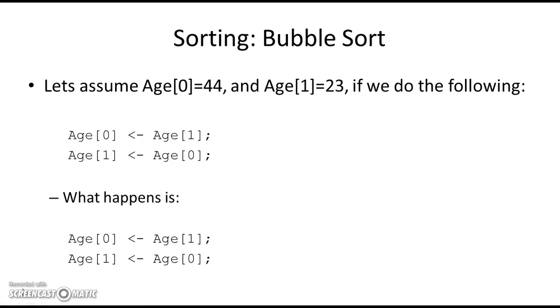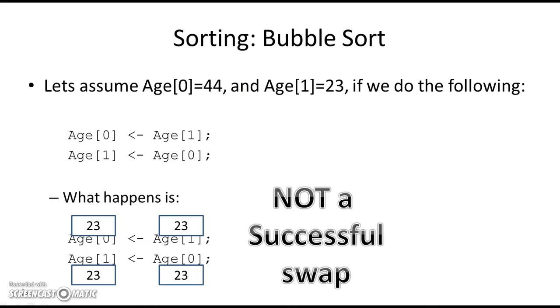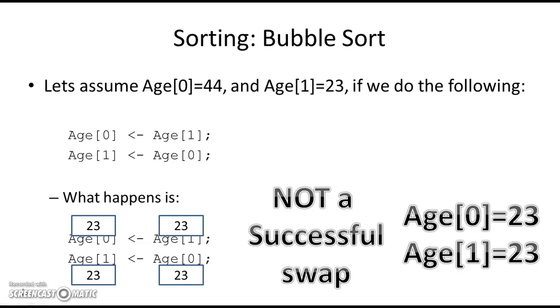Because if we think about it, say the first element's value is 44 and the second is 23. If I say the first element now gets the value of the second one, the first is now 23, which means they're both 23 now. Then if I say the second gets the first, they're all 23. So we've lost the number 44 completely, so that swap doesn't work in that way.